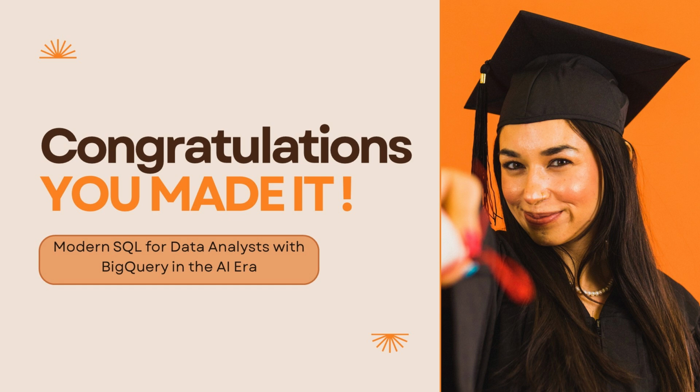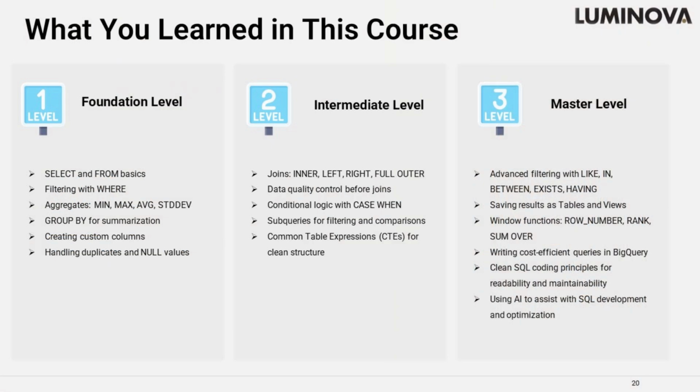You mastered window functions like row_number, rank, and sum over, which let you calculate running totals, rankings, and group comparisons without collapsing rows. We looked at writing cost-efficient queries, making sure you only scan what you need, and we covered clean SQL code practices like consistent naming, indentation, and comments so your queries remain maintainable as they grow.